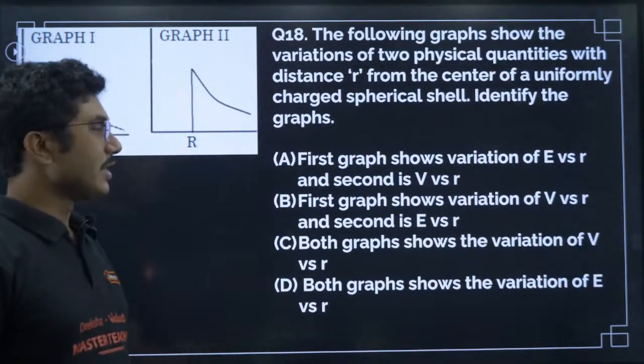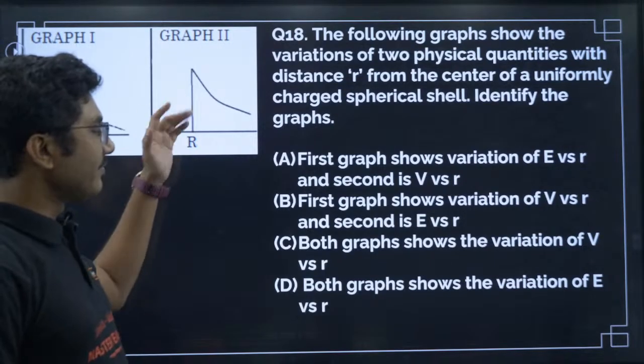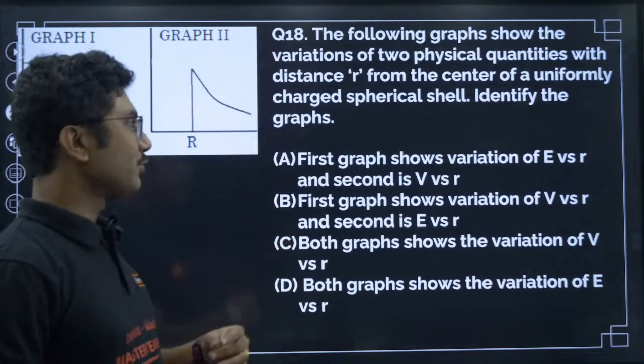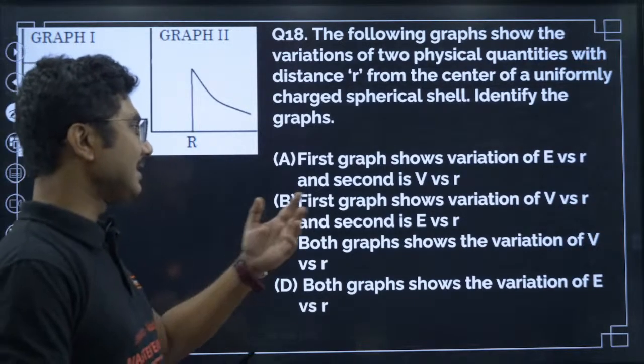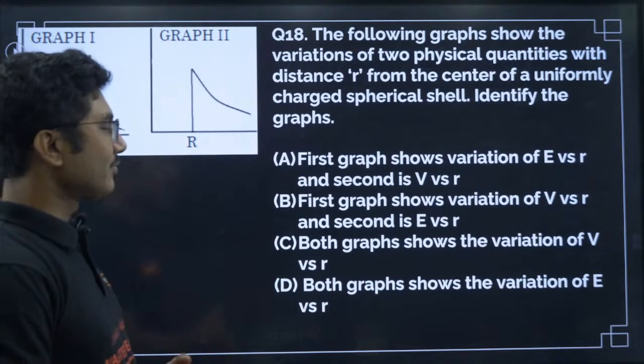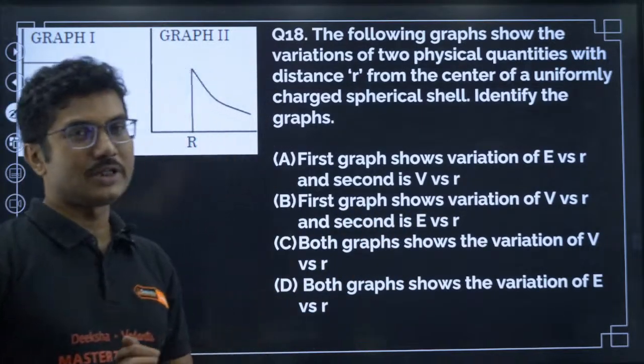First graph shows the variation of E versus R. Second graph is V versus R. Or first graph shows variation of V versus R, second graph is E versus R. Or both graphs show the variation of V versus R. Or both graphs show the variation of E versus R.